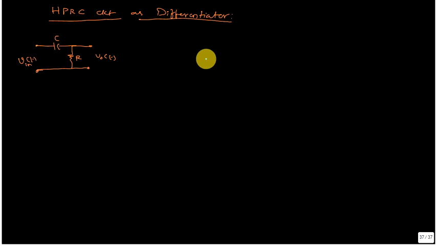Hello, today we will discuss how a high pass RC circuit acts as a differentiator. So this is a high pass RC circuit. A high pass RC circuit is a simple RC circuit where the output is taken across R.